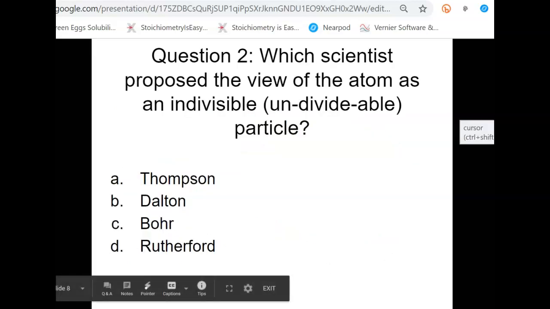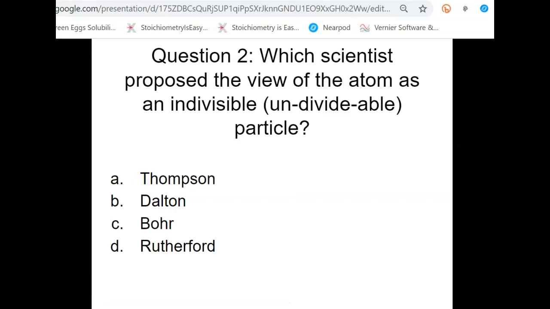All right, so here's our next question. Which scientist proposed the view of the atom as an indivisible, in other words, undividable particle? And I strongly recommend you stop and pause it here and try to figure this out. Okay, so hopefully you've paused and you've tried to get the answer here. But let's go back and make sure that we can remember what each of these scientists did so far so that we can use a process of elimination.